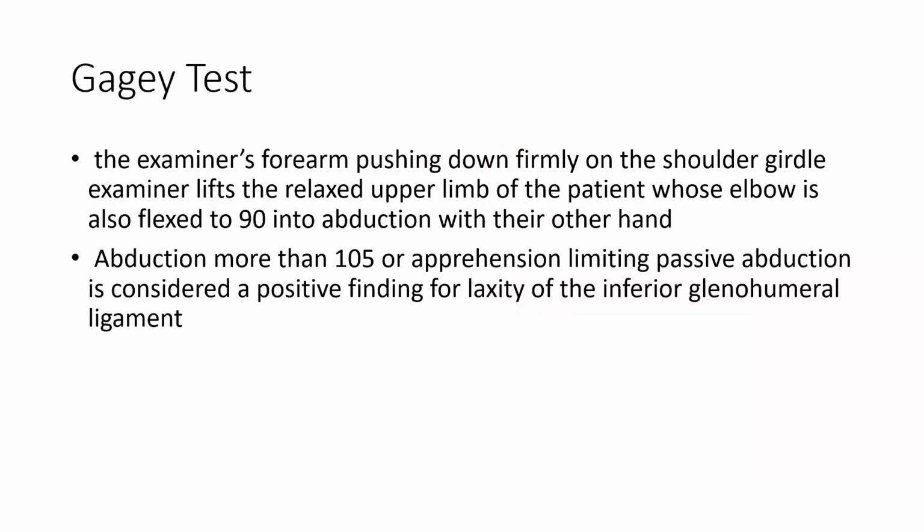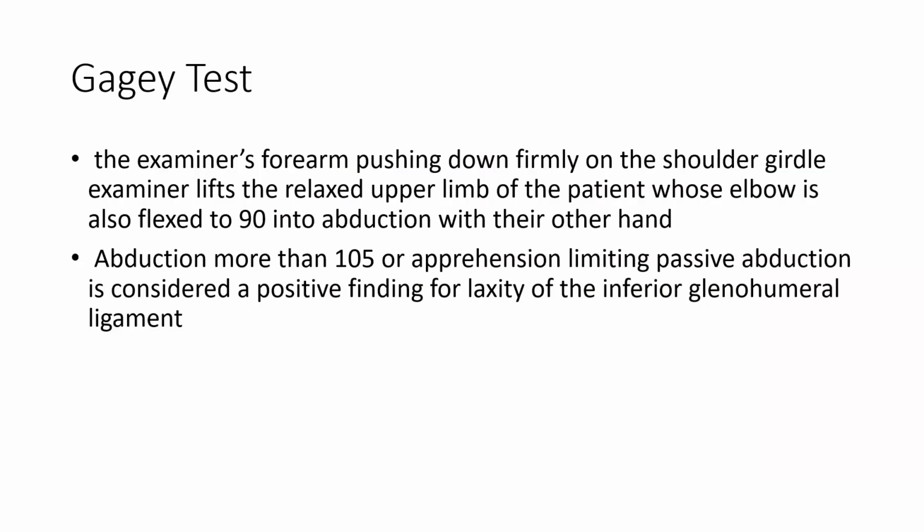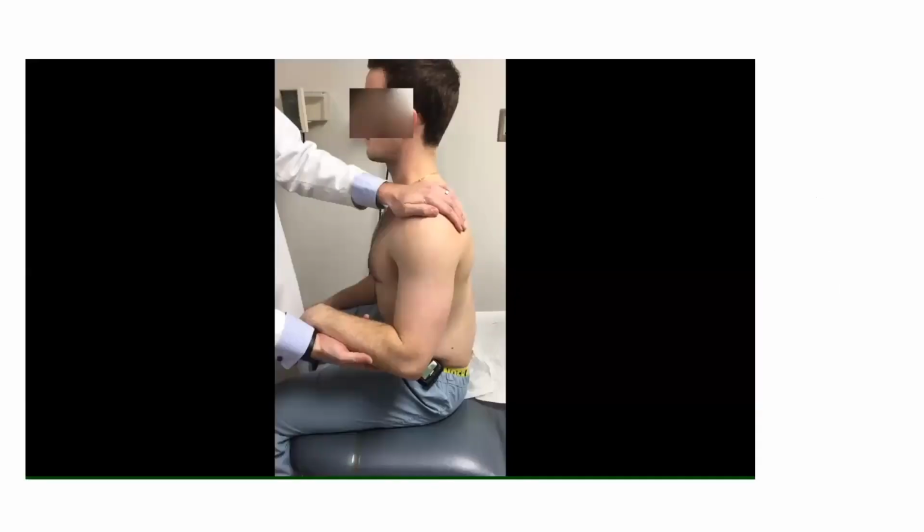Next is the Gagey test, where the examiner's forearm pushes down firmly on the shoulder girdle. The examiner lifts the relaxed upper limb of the patient. Like this, we press down on the shoulder to stabilize it, and then we abduct the shoulder. This assesses the true abduction of the glenohumeral joint without the involvement of the scapulothoracic joint. So when we are abducting more than 105 degrees of abduction, or if there is any apprehension limiting passive abduction, it is considered a positive sign of inferior glenohumeral ligament involvement.